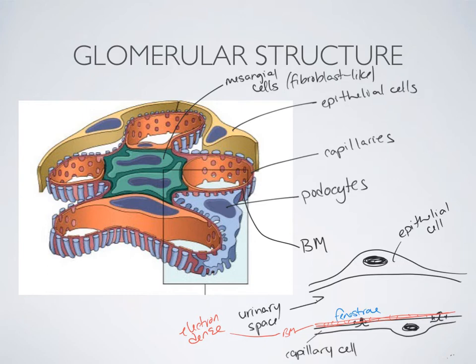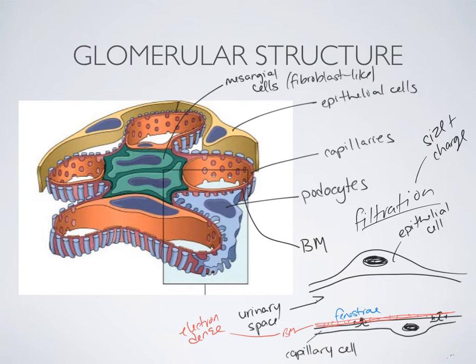So this is our filtration unit. Filtration is based on size and charge. The fenestrae let out all particles that are 70 nanometers and smaller, they're about 70 nanometers wide. And then there's an electron-dense layer in the basement membrane. So even if a particle is small, if it's very negative, it's going to be repelled, and it's not going to filter out. So it's repelling large negative molecules.